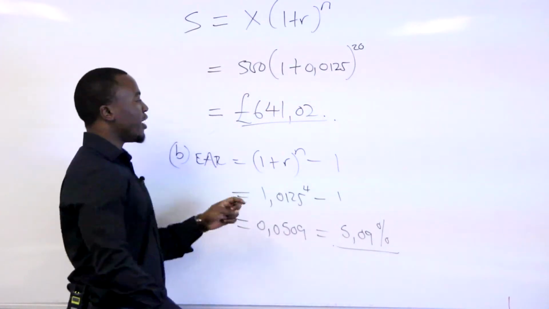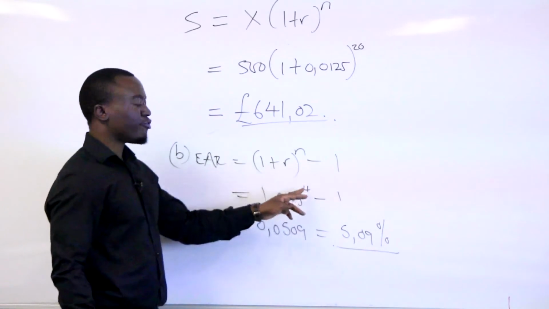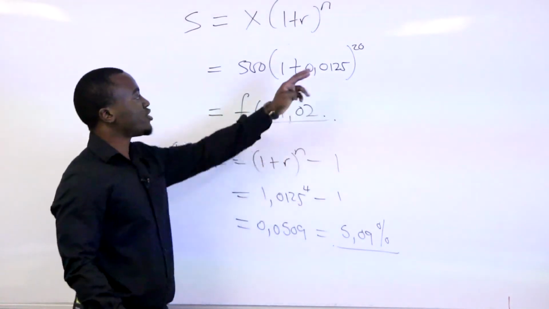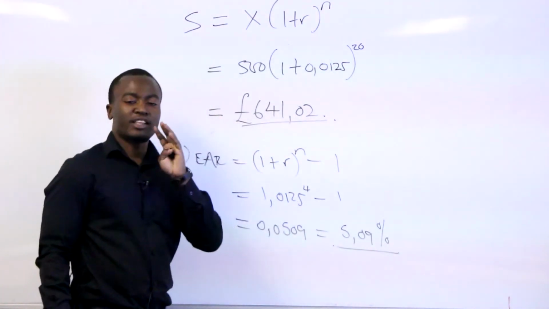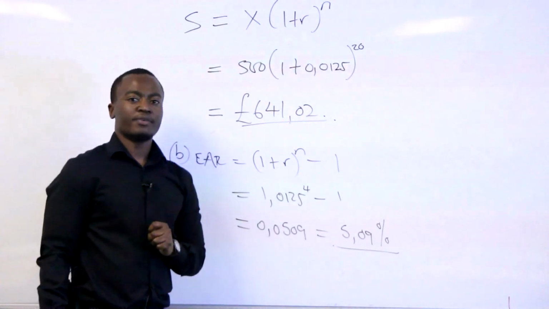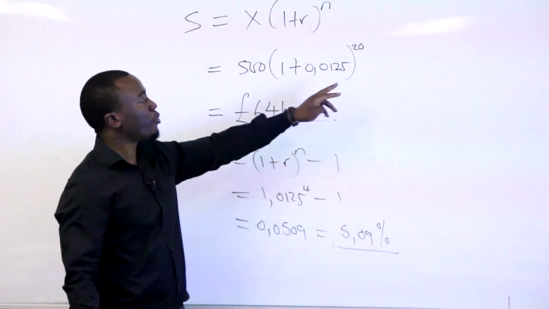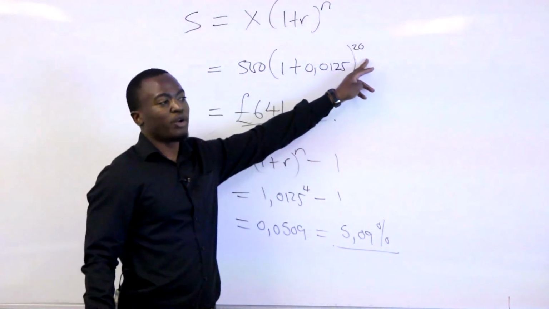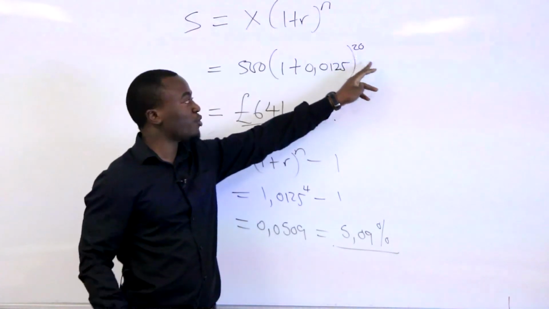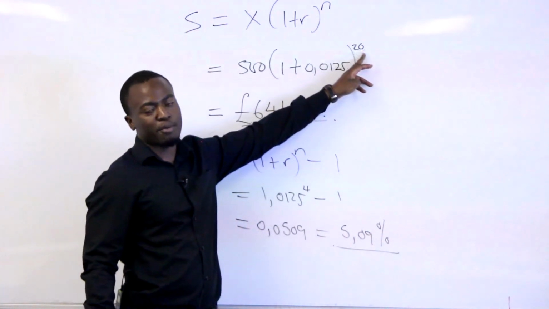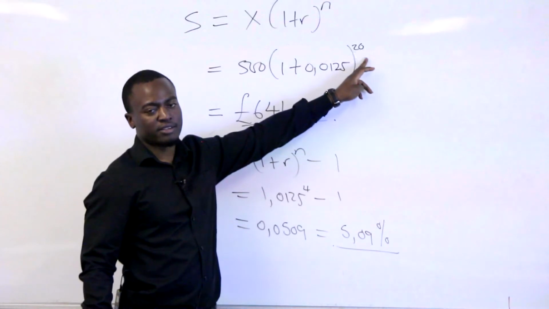So remember, we used 4 here because there are 4 quarters in a year. We used 20 because in 5 years, there are 20 quarters. Don't get it confused. Don't put 5 there because we're not paying annually, we're paying quarterly. So you put the number of quarters, the number of periods. That's your N.